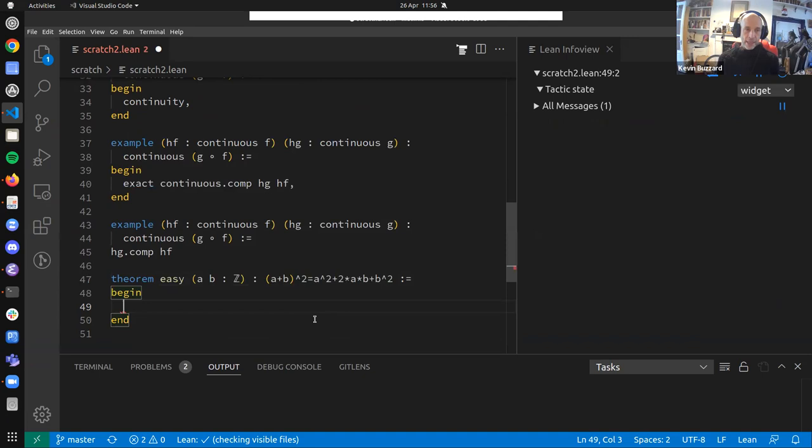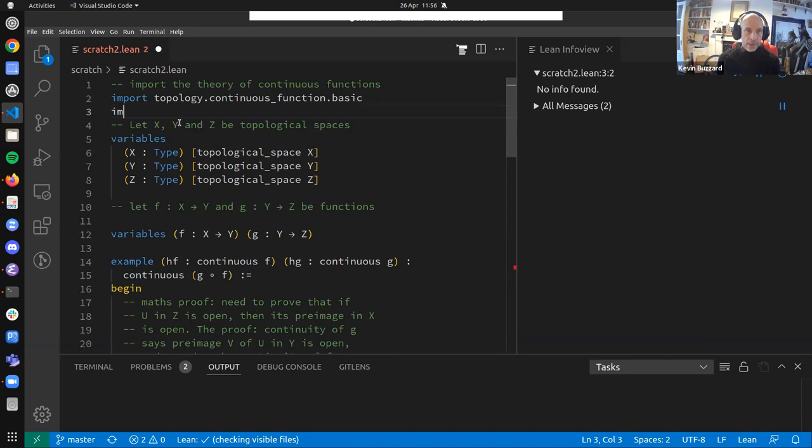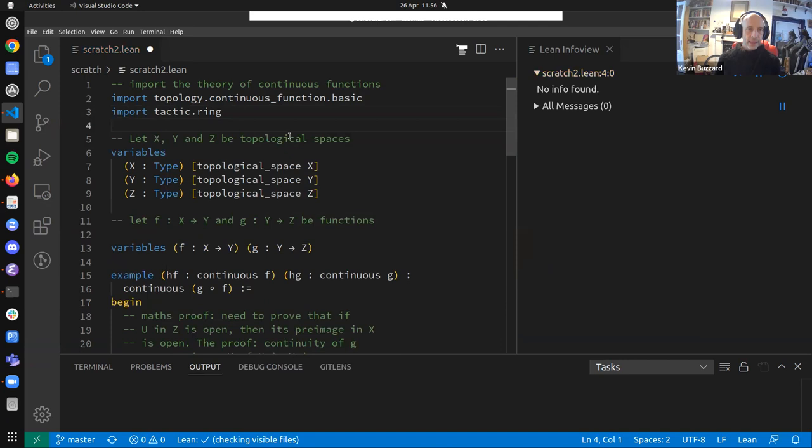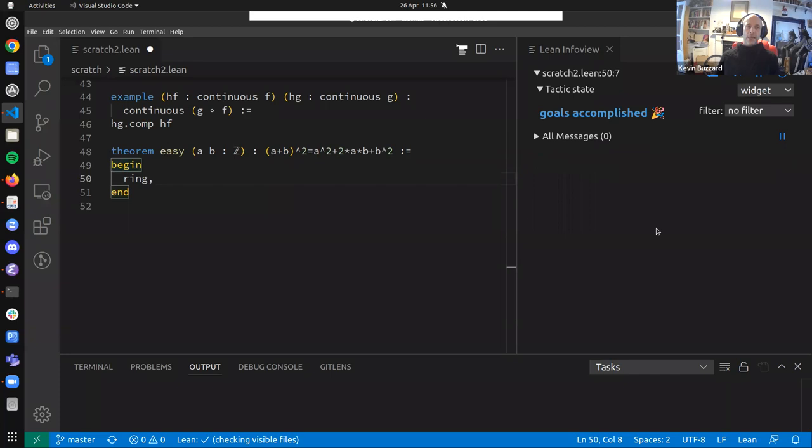Oh, it didn't work. I need to import it. Let's import tactic.ring. Because this was about topology, so we didn't need it before. So there we go. I've imported the ring tactic. And then we get goals accomplished. So the computer has done something.